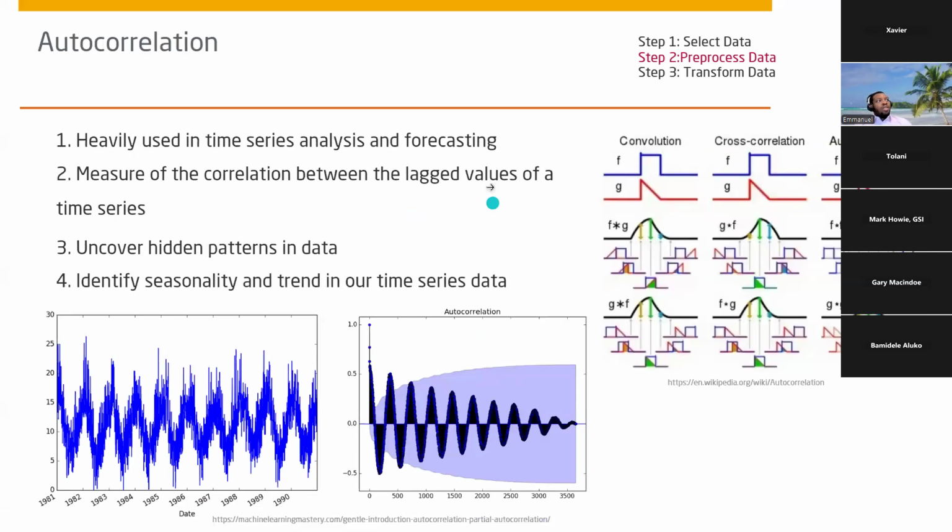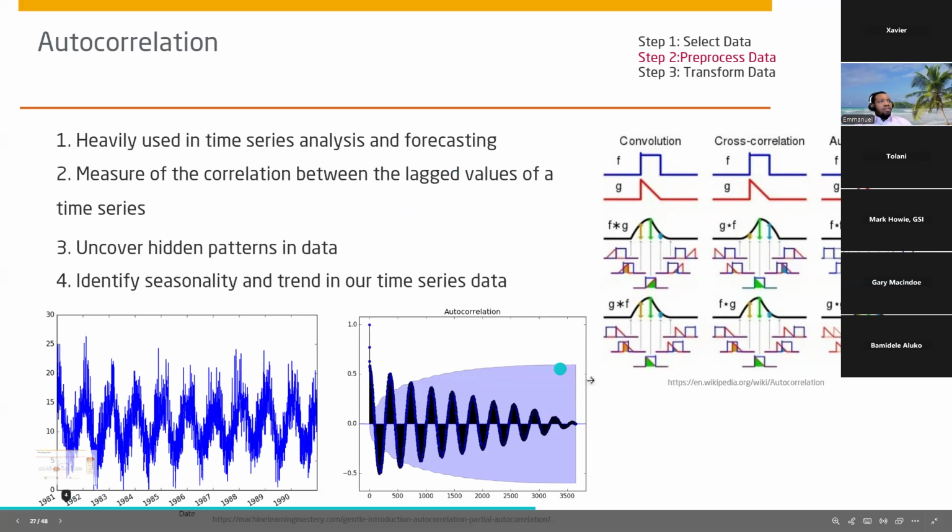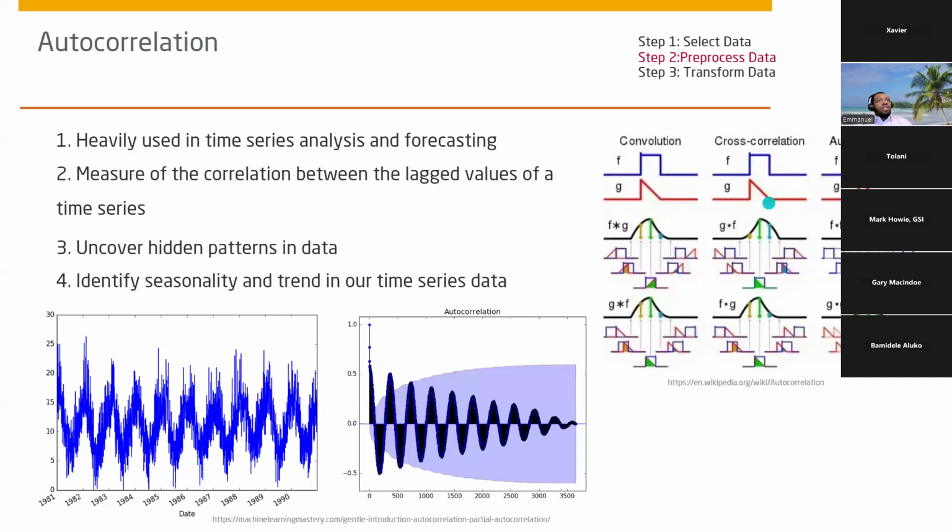So autocorrelation is heavily used in time series and forecasting. It measures the correlation between lag values in a time series and can uncover hidden patterns. So we can see here there is convolution, cross correlation, and autocorrelation. One thing we can look at here is that based on your data set, you might need to apply a different type of correlation.